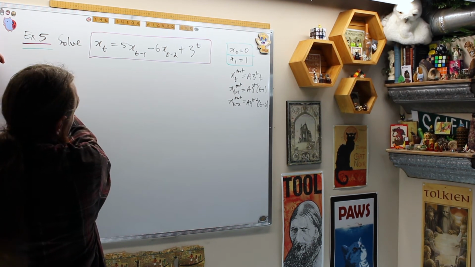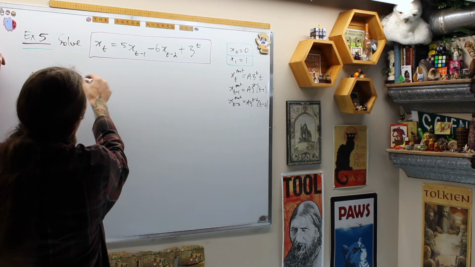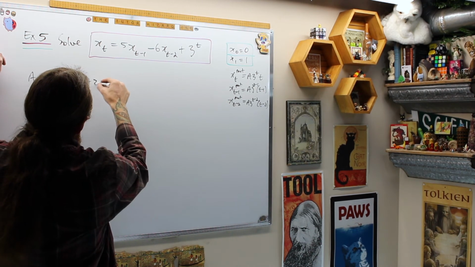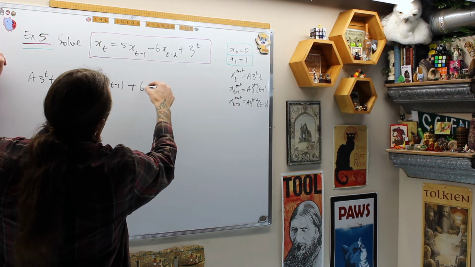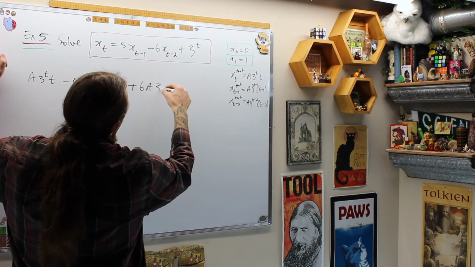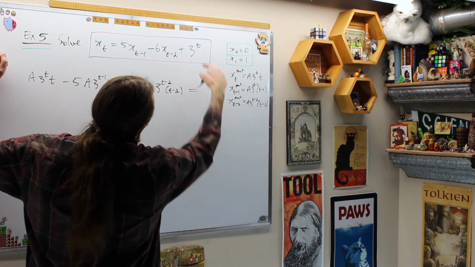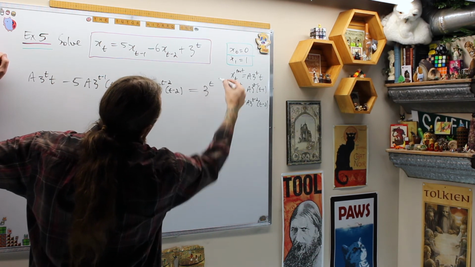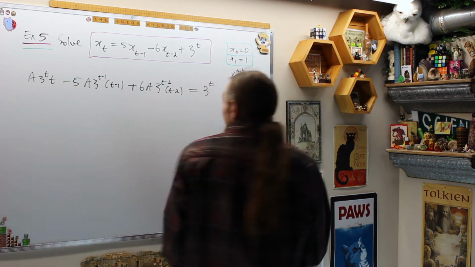I get x_t, which is a·3^t minus 5 times that guy, a·3^(t-1)·(t-1), plus 6 times a·3^(t-2)·(t-2), equals, the only thing I didn't bring over is 3^t. This is the general non-homogeneous equation now.